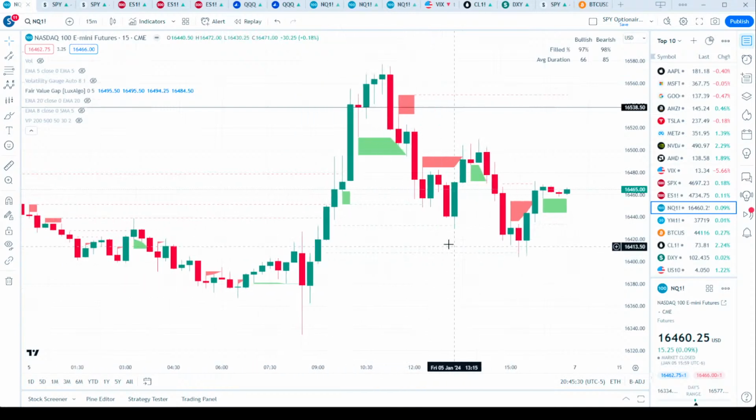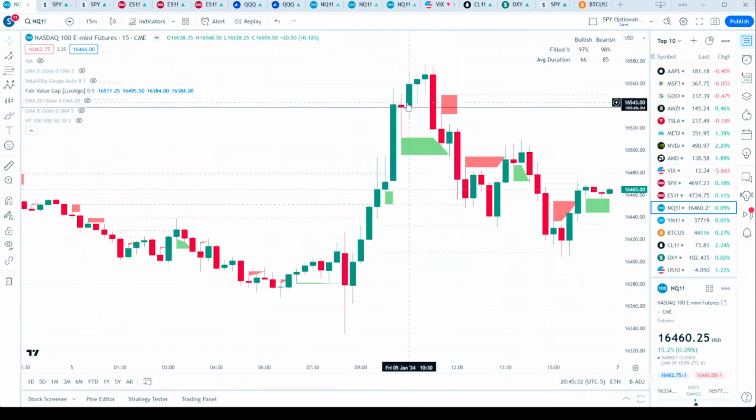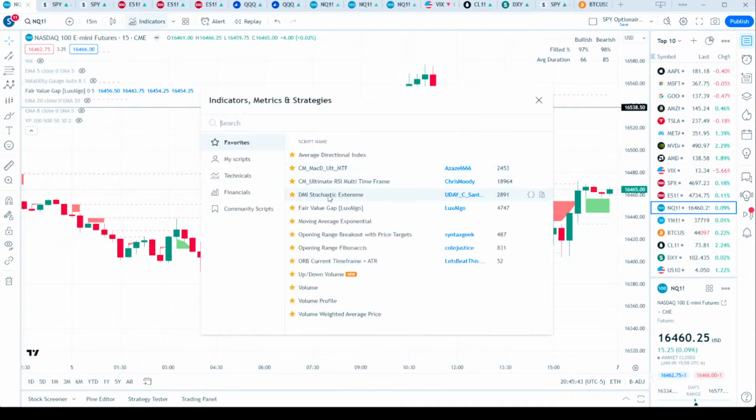I would say of this chart that you have right here, this right here is your best example of a fair value gap. So essentially what happens is, let me show the actual indicator. It's Lux Algo. They are a popular indicator. They put out a lot of indicators, but that is the name of it right there if you're looking to find it.